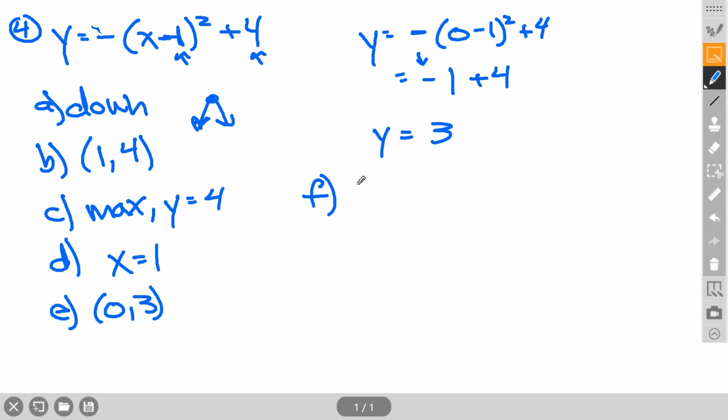The domain, all real numbers, of course. G is the range. The range, we can see that the highest point is 4, the lowest point is negative infinity because it goes down forever. So the range, lowest to highest, negative infinity to 4.